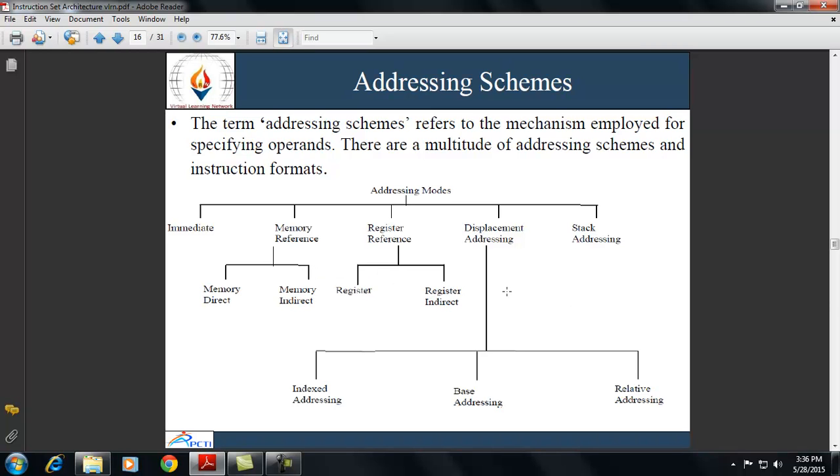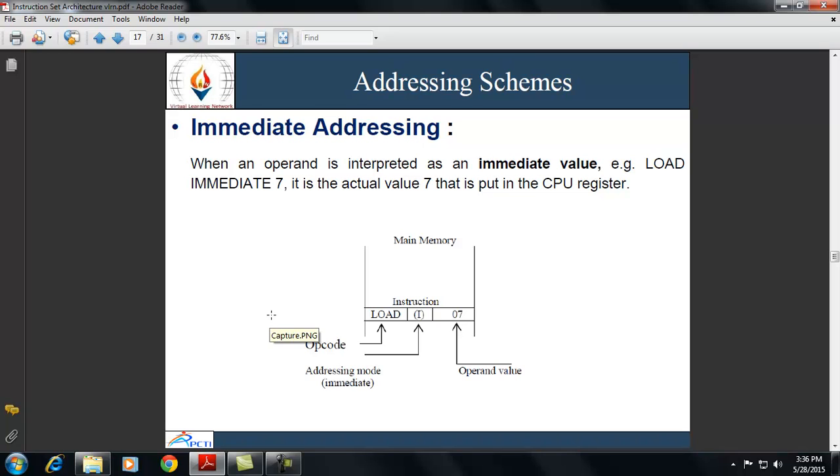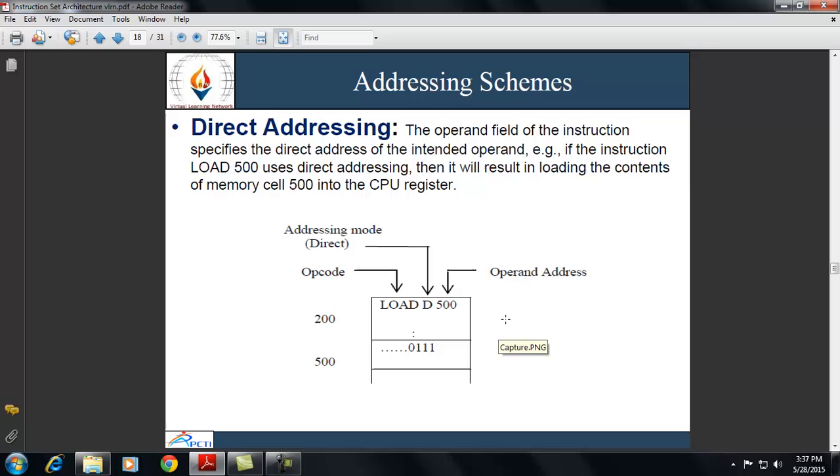Now, what is the use of these different types of addressing? Immediate addressing can be used for moving constants and initialization of variables. When an operand is interpreted as an immediate value, it means when an instruction contains the immediate value of the operand, then it is known as immediate addressing. You can see there is the instruction load I, for immediate addressing mode, and 7 is the operand value. It means the instruction contains the value of the operand.